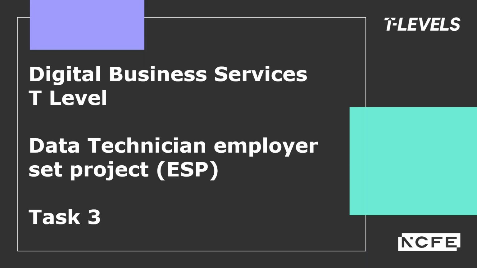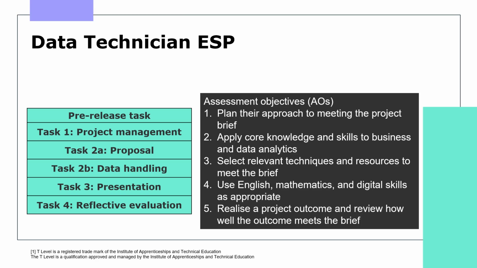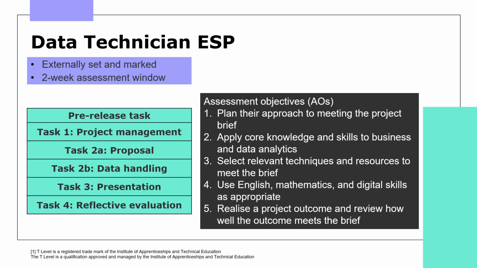Welcome to this bite-sized video for the Digital Business Services T-Level, where we'll explore Task 3 for the Data Technician Employer Set Project. The Employer Set Project, or ESP, consists of a series of tasks designed to assess the 5 assessment objectives shown. And this skills assessment is set and marked by NCFE and is conducted during a 2-week assessment window, which is available during the summer and autumn terms.